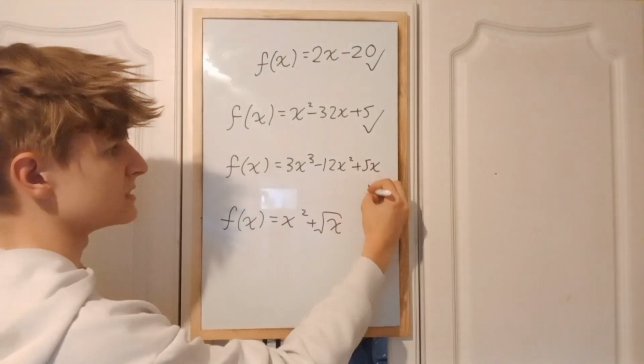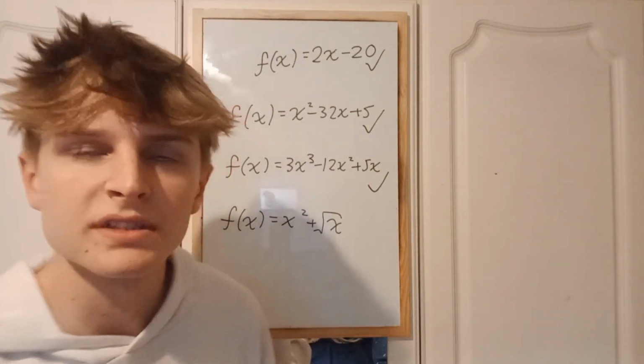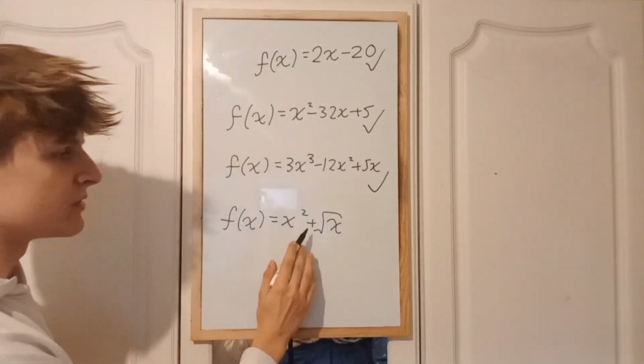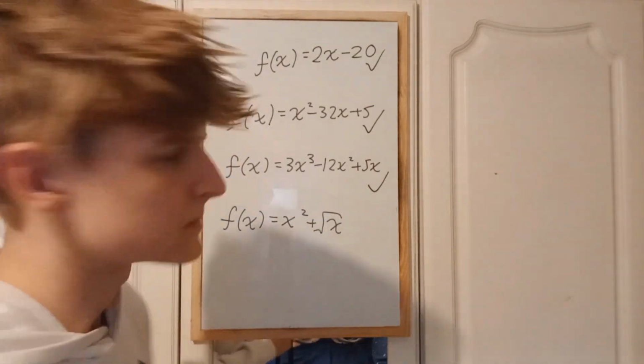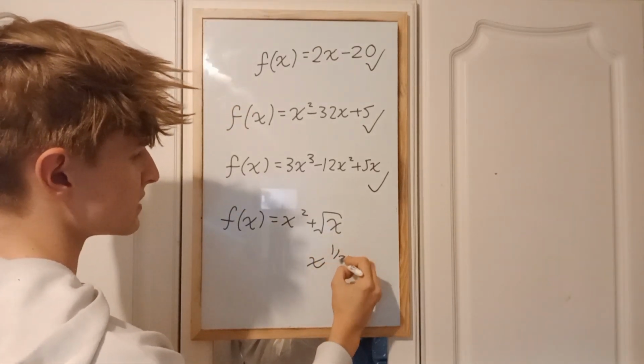But this one down here, it may look like a polynomial at first glance because you've got x squared here and that's a positive integer, but you've also got this plus square root of x, which is a bit pesky because if you recall, the square root of x is the same thing as x to the half.